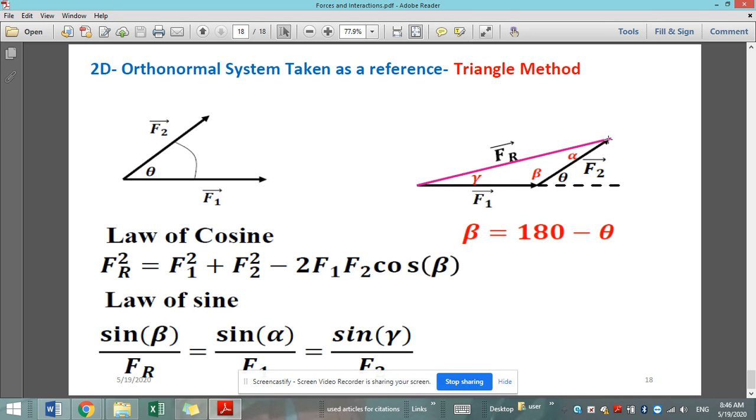And in order to now find again the magnitude of FR and the angle between FR and the x-axis, we can simply apply law of cosine and law of sine. So by applying law of cosine in the first step, we can find the magnitude of FR, and in the second step, by applying law of sine, we can find the angle between FR and the x-axis. Okay, so that's it. Hope everything is clear.